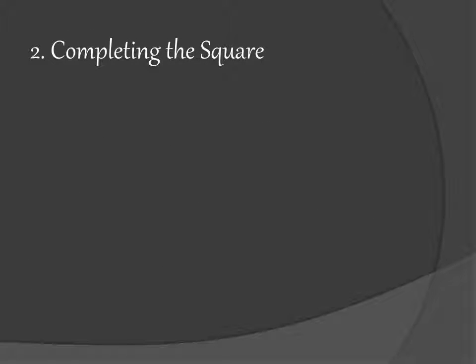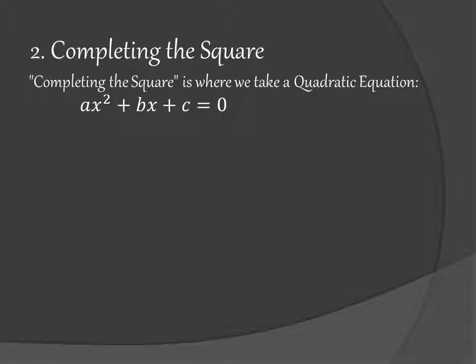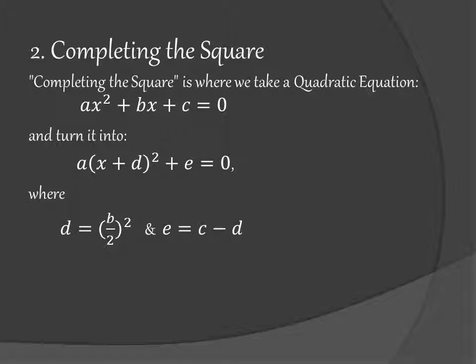Second way to find the roots of a quadratic equation is by completing the square. In completing the square, we're going to take the quadratic equation ax squared plus bx plus c and turn it into a times the quantity x plus d squared plus e equals 0, where d is the quotient of b and 2, and e is equal to c minus d squared. Then, the roots are in the form of the quantity x plus d squared plus e.